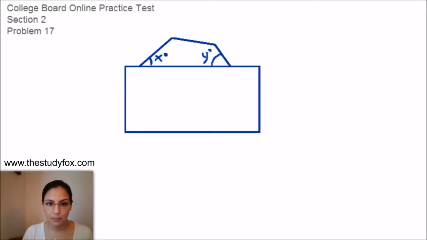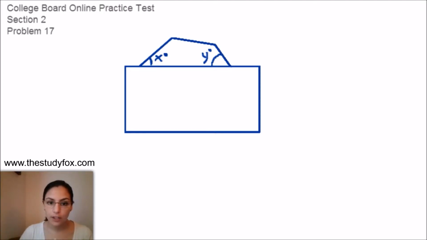We're on Section 2, Problem 17 of the College Board Online Practice Test. The problem reads, in the figure above, a shaded polygon, which has equal sides and equal angles, is partially covered with a sheet of blank paper. If x plus y equals 80, how many sides does the polygon have?